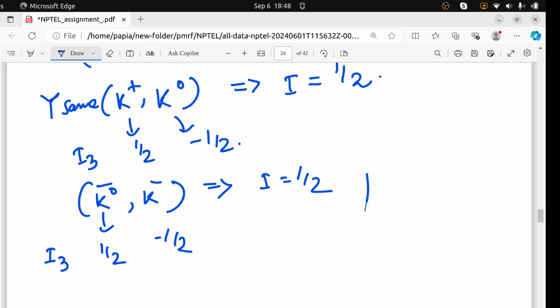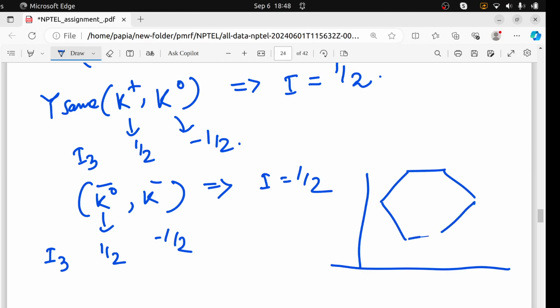Now I am just showing you that meson octet. In that meson octet, you can see here it is K0, here it is K plus. If it is K plus, then K minus will be here. If it is K0, K0 bar will be here. Why am I writing it like that? Because I3, you can see, this is minus half, this is plus half. Now K0 and K minus should have minus half I3. K0 is minus half, K minus is minus half.